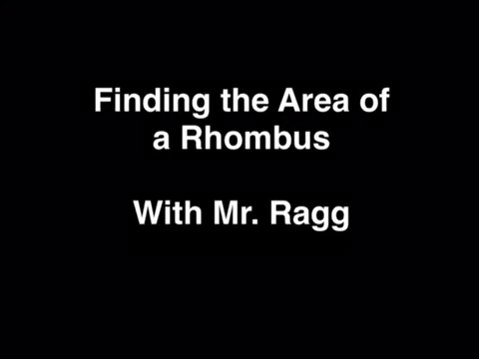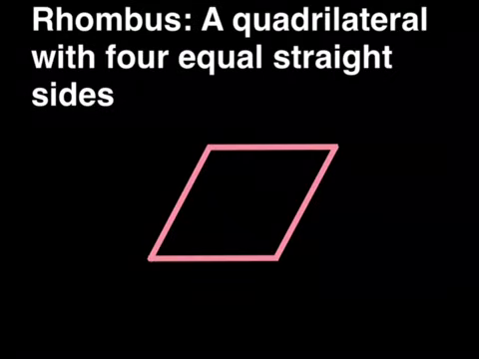All right, you little mathematicians, today we are going to find the area of a rhombus. So, what is a rhombus? A rhombus is a quadrilateral with 4 equal straight sides.